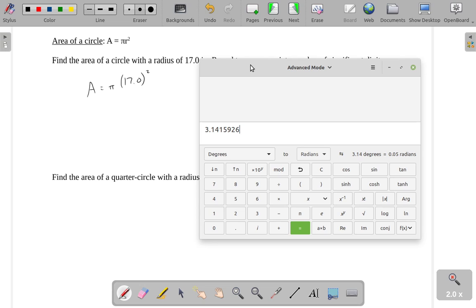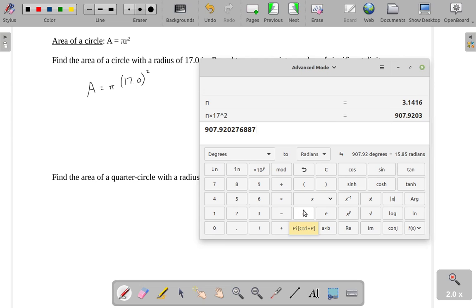So I'll go 3.1415926, whatever. I guess I could just press the pi button on the calculator. On this calculator, you can see it's this button right here. That gives me this number. So I'll take pi times 17 squared. Or I could do 17 times 17. I'm not bothering to type in the 17.0 because that doesn't impact the numbers at all.